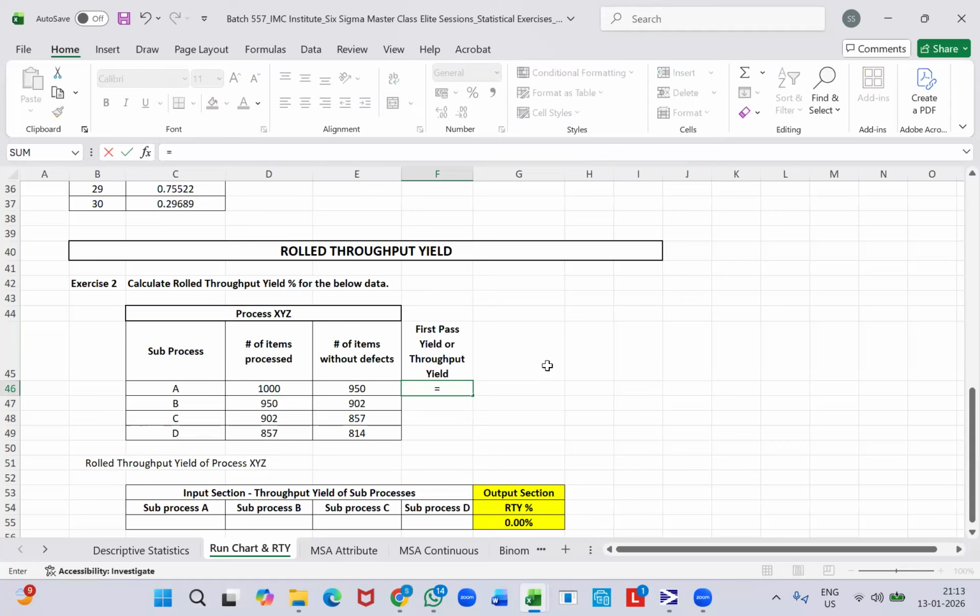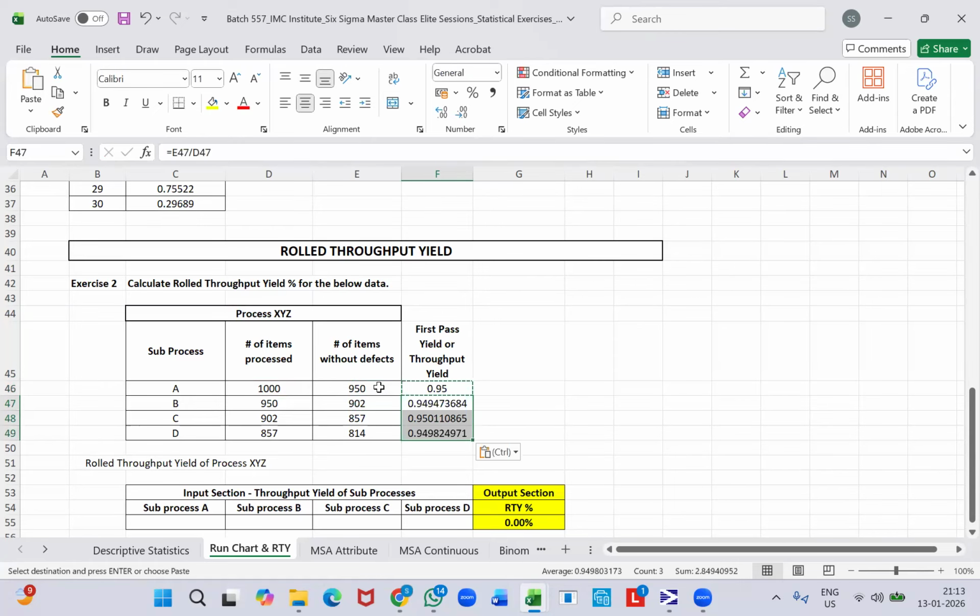First pass yield will be the number of items without any defect of a particular sub-process divided by the total number of units processed by that sub-process. I can just copy paste this formula for all the other 3 sub-processes. So we get the throughput yield value as 0.95 or 95% for all the 4 sub-processes. Even for the other 3 sub-processes, if you round it off to 2 decimal places, we'll get 0.95. So it is 0.95 as the throughput yield value for all the 4 sub-processes.